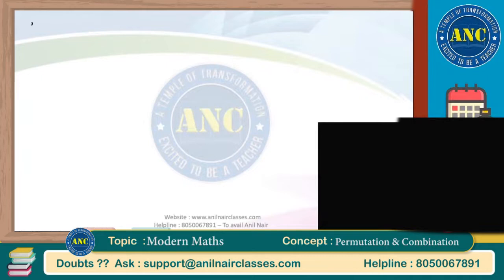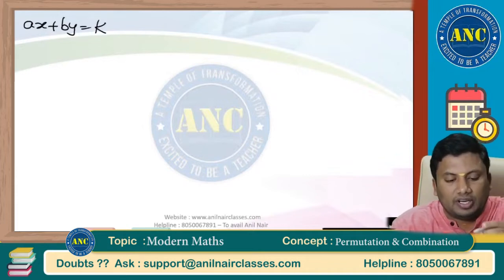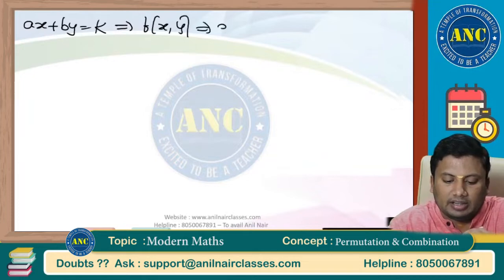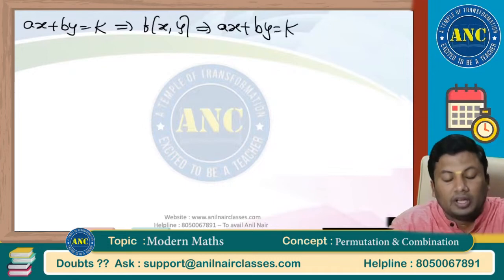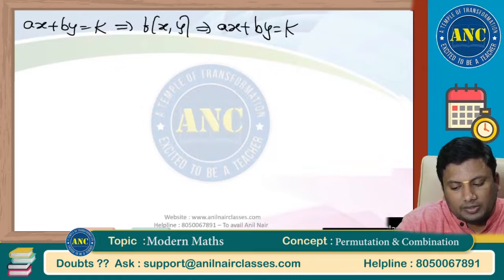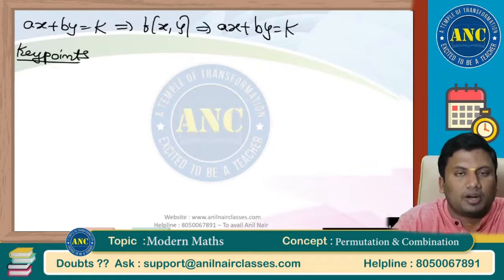First one, ax plus by equivalent to k. This is a linear expression with two variables. So, we will write it as f of x, y, which is nothing but ax plus by equivalent to k. First we will write down key points, then we will execute it one by one.